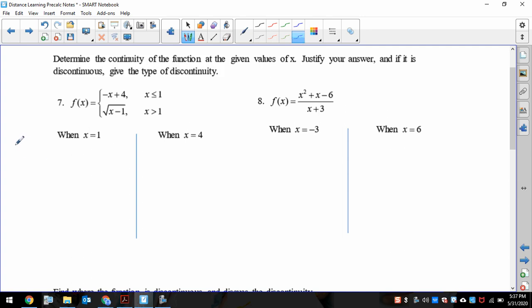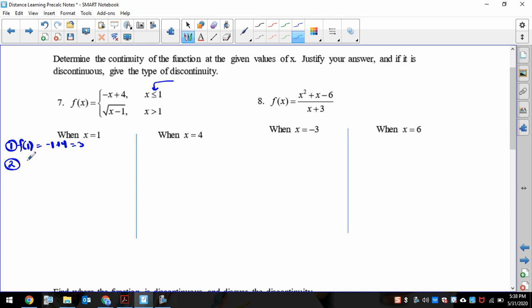So they want us to first check each one of the conditions. So what is f of 1? Well, notice that the rule 1 goes to the top piece. This is greater than or equal to, or less than or equal to, so it goes to the top piece. So this is going to be -1 plus 4 or 3. So it's defined. Now let's check the limits.